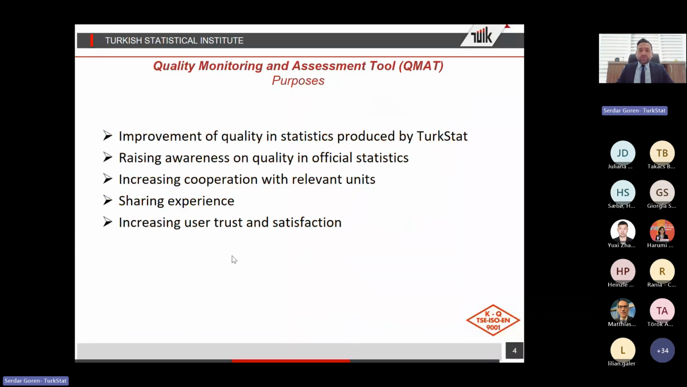For the quality monitoring and assessment tool, you can see our purposes. We want to improve the quality of official statistics produced by our institution, raise awareness on quality in official statistics, increase cooperation with relevant units, share experience, and increase user trust and satisfaction. As you know, users are very important, their trust and satisfaction, and it's very important to meet their needs. So this is another important thing in designing this tool.